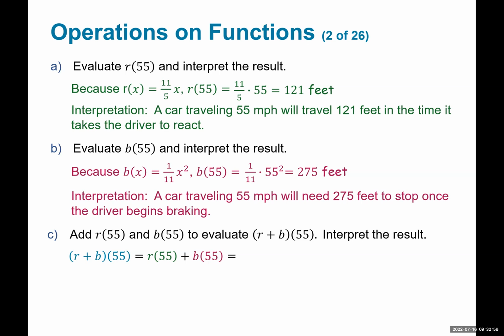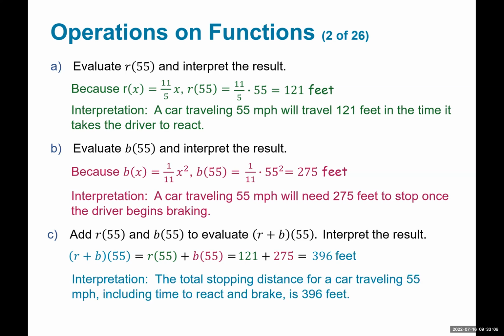So basically that's how we got our addition together of the total distance. The way we interpret that is the total stopping distance of a car traveling 55 miles per hour, including time to react and brake, is 396 feet.